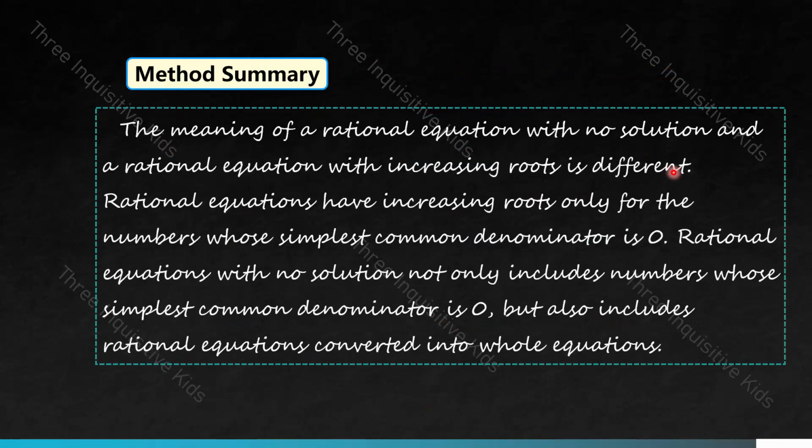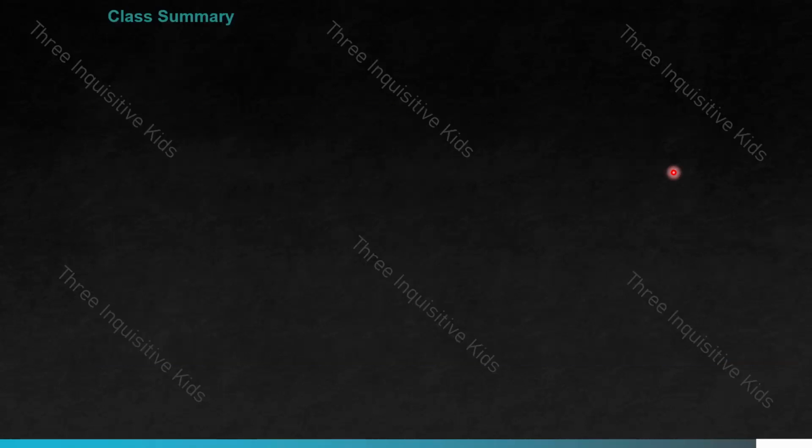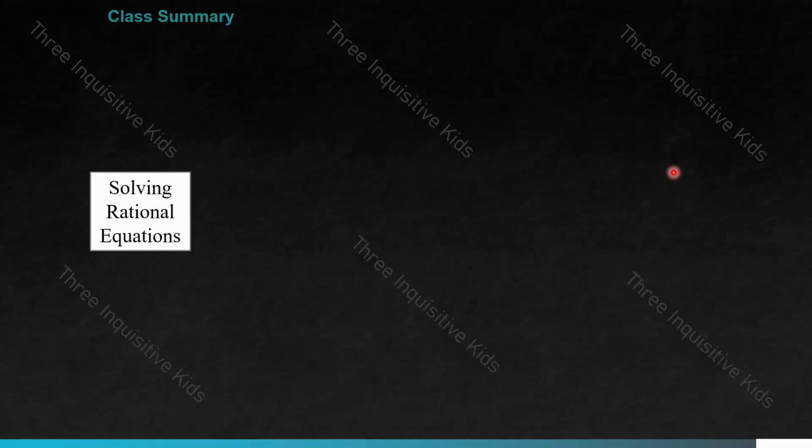Method summary. The meaning of a rational equation with no solution and a rational equation with extraneous roots is different. Rational equations have extraneous roots only for the numbers whose simplest common denominator is 0. Rational equations with no solution not only include numbers whose simplest common denominator is 0, but also include rational equations converted to whole expressions.